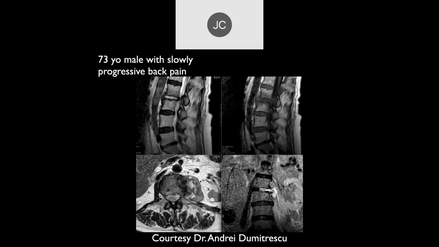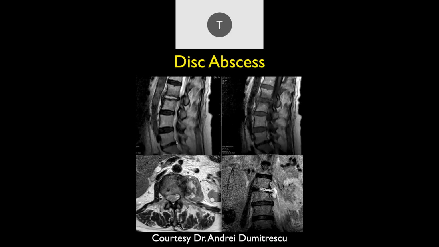Tayson. All right, 73-year-old male with slowly progressive back pain. This looks at 2-3. Looking at that disc, it has a diffusely increased signal there. And on our coronals, it looks like we have some extension of that into the psoas muscle. Right. Yeah, so this turned out to be, I think, a staph infection of the disc with a psoas abscess.